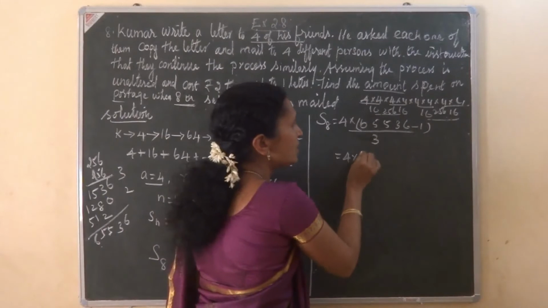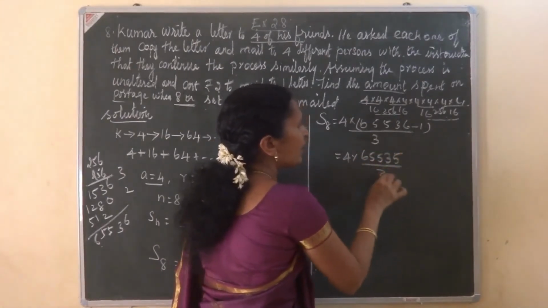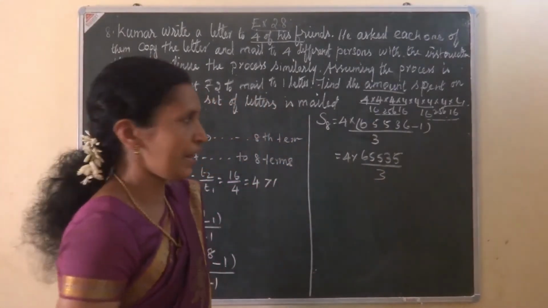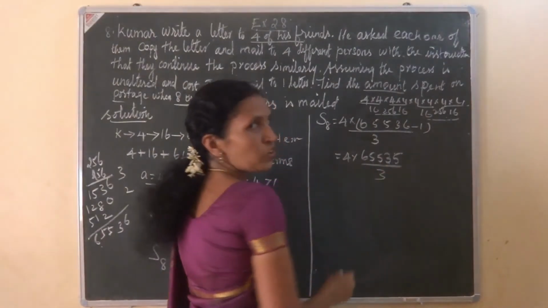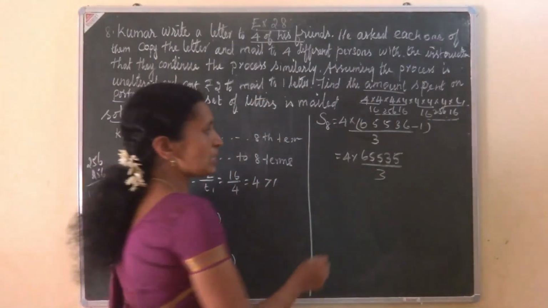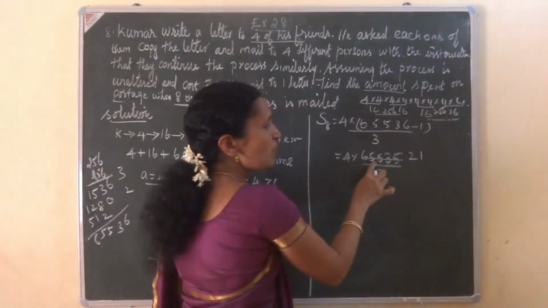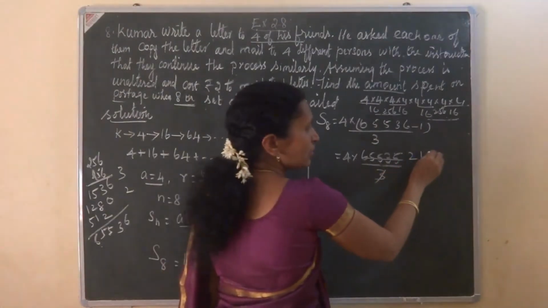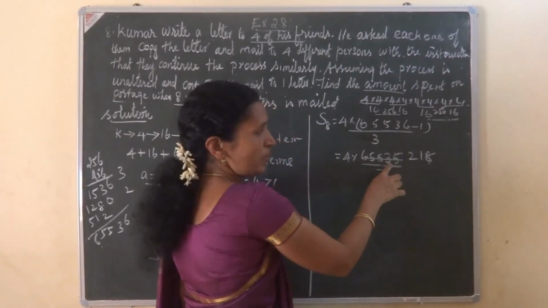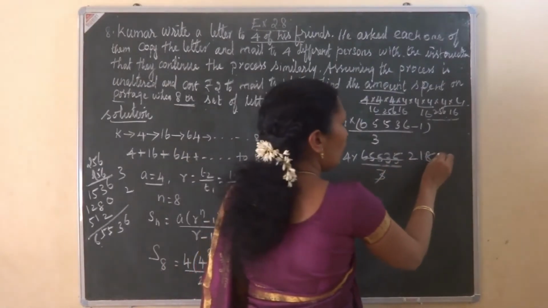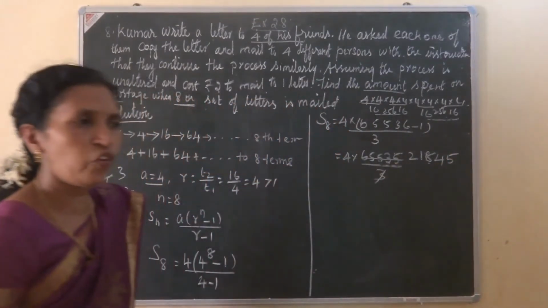65,536 minus 1 is 65,535 by 3. It is divisible by 3, I think. We say 11, 16, 18, 19, 24. 24 is divisible by 3, so it is divisible by 3. Now say 2 threes are 6, 1 three is 3, balance 2, 25, 8 threes are 24, balance 1, 13, 4 threes are 12, balance 1, 5. 21845.